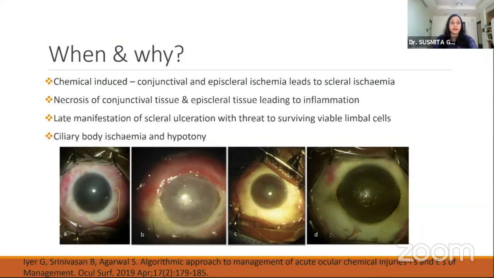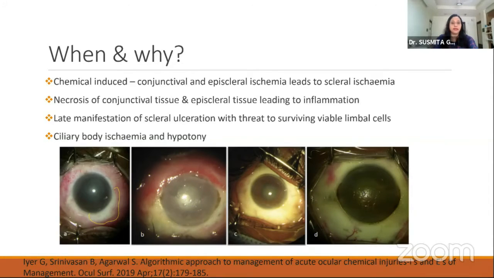Now, why and when? Because of chemicals, you can get chemical induced conjunctival and episcleral ischemia that leads to severe scleral ischemia, and there could be necrosis of the conjunctival tissue as well as the episcleral tissue, leading to inflammation. And the late manifestation of this is scleral ulceration with threat to the surviving limbal epithelial cells. There is also ciliary body ischemia and hypotony, and then that is the end of the road for the eye.